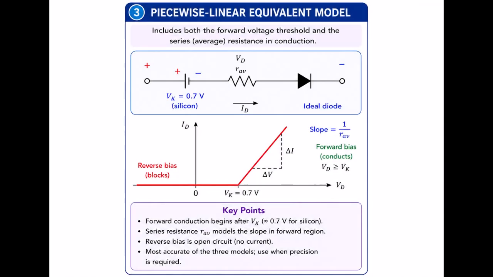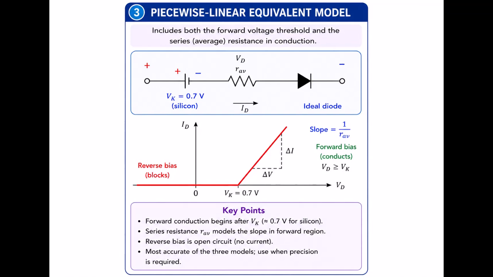We now move to the piecewise linear equivalent model. This is the most accurate of the three approximate models. Like the simplified model, it includes the knee voltage Vk, which is approximately 0.7 volts for a silicon diode. In addition, it includes a series resistance represented by R_AV, or the average forward resistance. The diode is therefore modeled using a fixed voltage source and a series resistance.